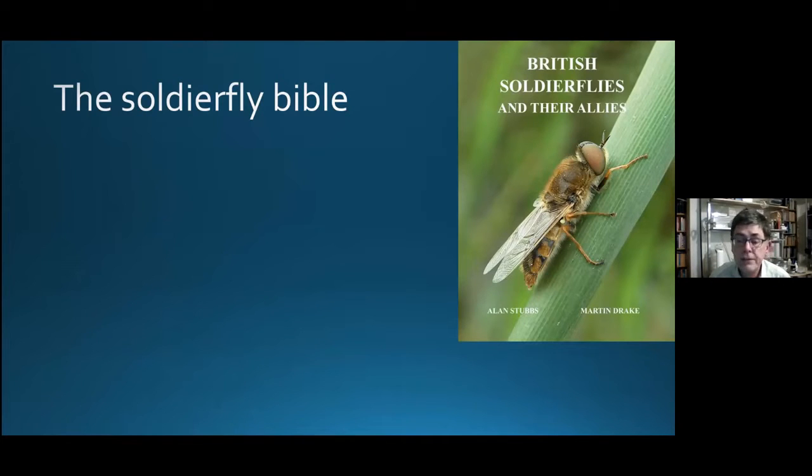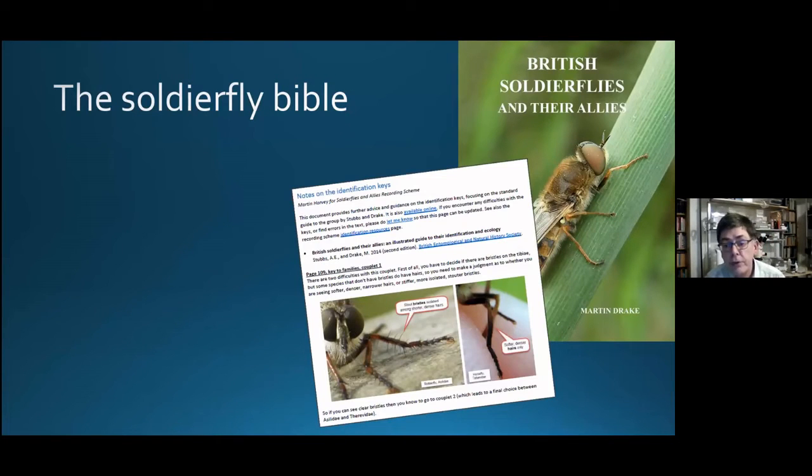It has full identification keys and lots of illustrations for all the adult flies. It also has keys to a lot of the larval and early stages and a wealth of information about the ecology of the species and where you can find them. We've produced a set of notes that are available on the website which expand on the identification keys. There are very few errors in the keys, but there are some places where it's easy to go wrong, and we've tried to provide some additional information about that on the website.